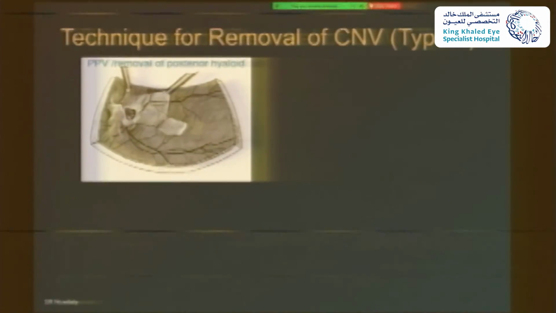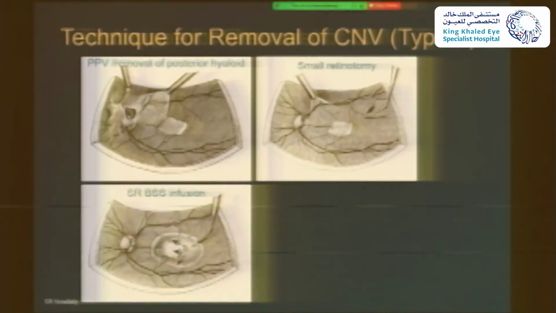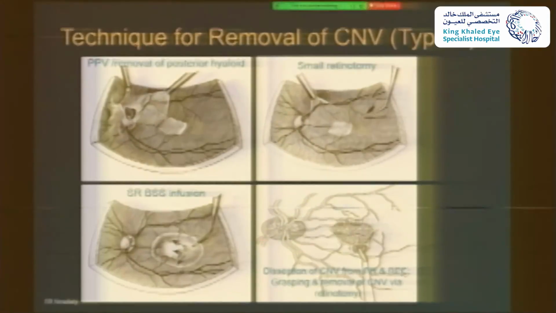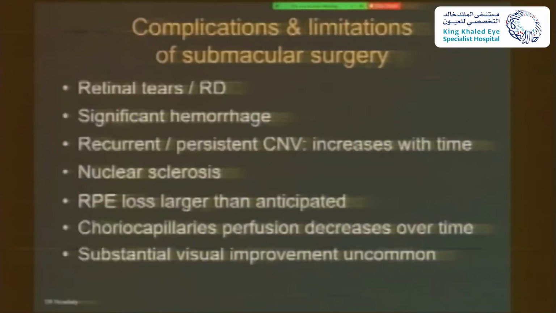But how it is done is you do a vitrectomy, and you peel off the hyaloid, okay? And then after that, you basically do a small retinotomy with a 41 gauge needle, and you start to infuse BSS to create a bleb, okay? And then with your scissors or your forceps, you go under the RPE, and you basically extract the CNV from under the RPE, and most of the time you extract RPE with it. So we don't usually use this much. Of course, the patient gets air fluid exchange and remains prone for a few days.